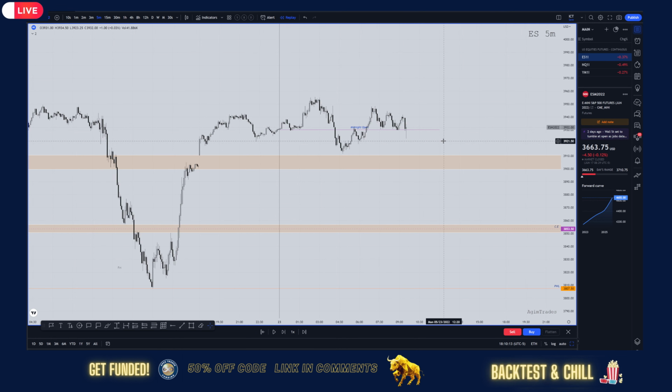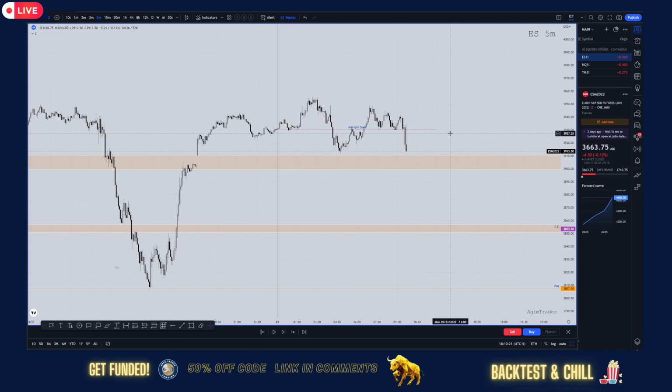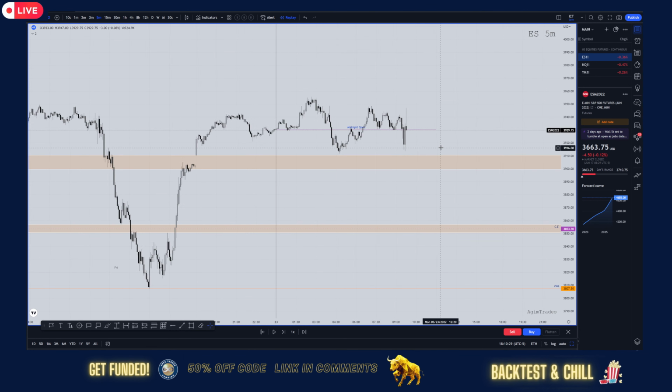So we broke structure there. We further broke another point of sell side. So they might be manipulating price here with forming relative equal highs. Right there we purge. What is this called? Second, let me look at my notes.